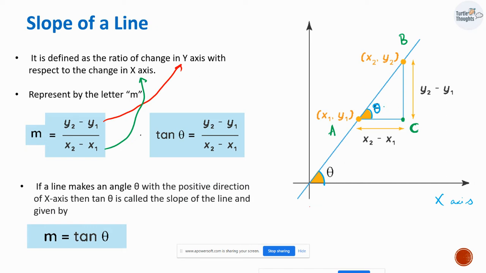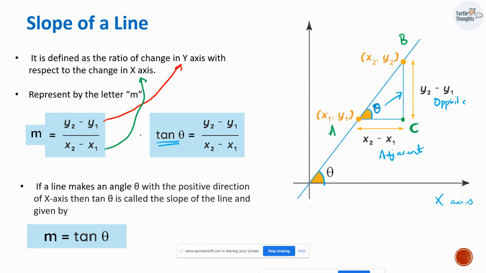Now if this angle is theta, y2 minus y1 divided by x2 minus x1. In this triangle, can I tell that this side will be the opposite side and this is going to be the adjacent side? So the ratio of opposite side to the adjacent side can be written as tan theta. So I can write tan theta will be equal to y2 minus y1 over x2 minus x1.